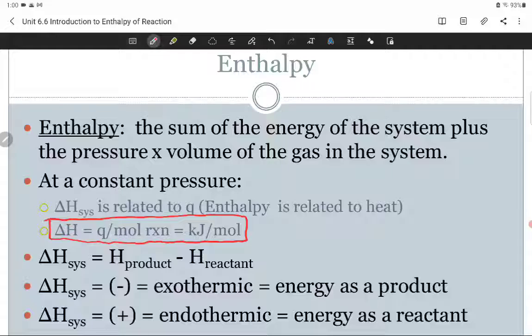We'll get into this later, so let's not worry about that today. But we will be worrying about this extensively for the rest of this unit. So if the system loses enthalpy, it's losing energy, and energy is a product. We've talked about that a few times in some other sections. And then the opposite of that would be endothermic, and all the opposite ideas there.